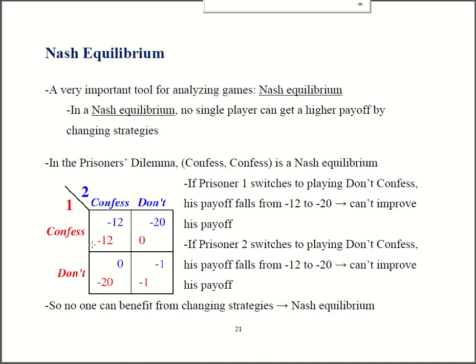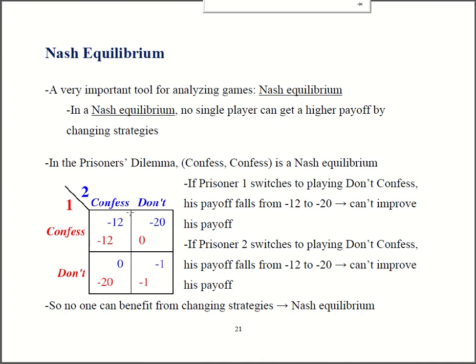Now let's check for prisoner 2. Can they improve by switching strategies? The answer is no. So right now they're both confessing. They're both getting minus 12. If prisoner 2 switches to not confessing, then prisoner 1 is still confessing, so we're going to be in this cell of our table. Prisoner 2's payoff is going to fall from minus 12 to minus 20. They're now going to spend 20 years in prison instead of just 12 years of prison. So prisoner 2 would not want to do that. They'll say, I'm not going to switch strategies, I'm going to stick to confess.